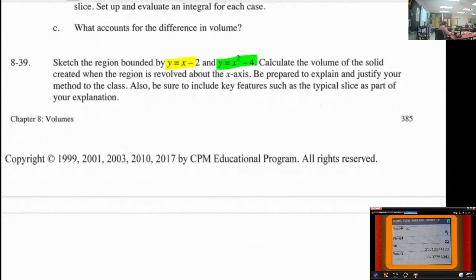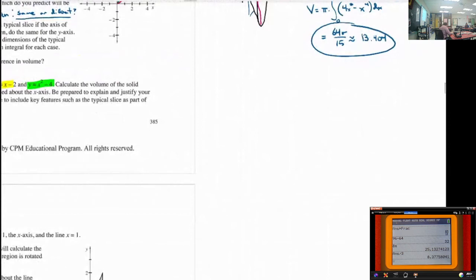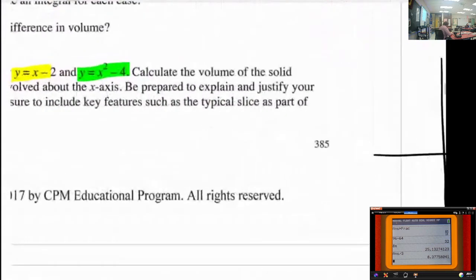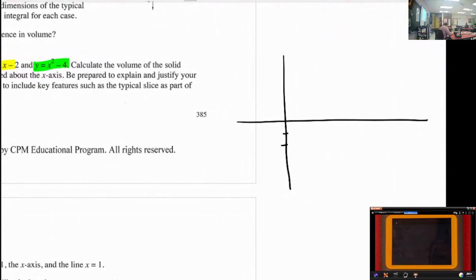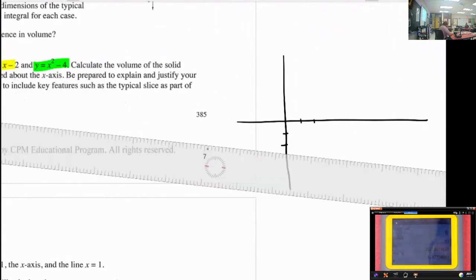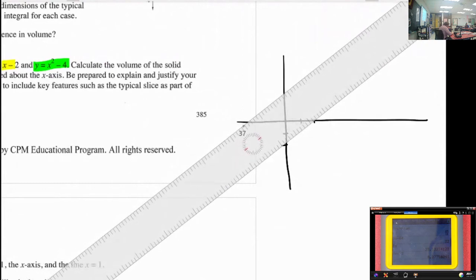We have x minus 2. Let's try to sketch this picture really quick. Thinking ahead about these functions, x minus 2 has a y-intercept at negative 2 and has a slope of 1. So it's going to be kind of a straight line. I'm going to use a ruler just to get a good picture of it here. It's going to look pretty much like that, x minus 2.